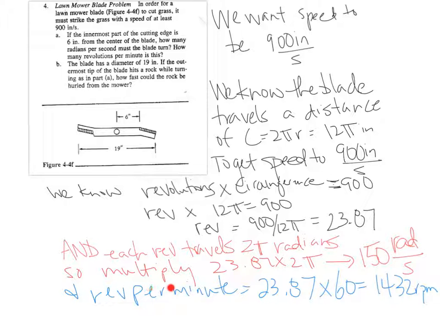Looking back at how many revolutions per minute, because that was the next part of the question. So go back to our revolutions. There's 23.87 revolutions within 1 second. So I'm just going to multiply it by 60 to get the 1432. That was also part of the answers.